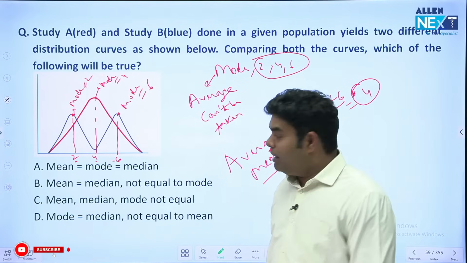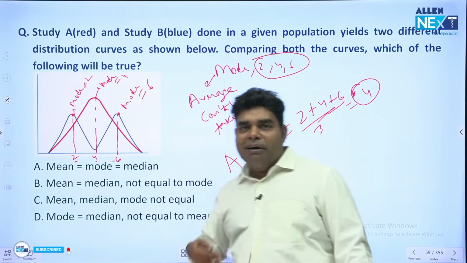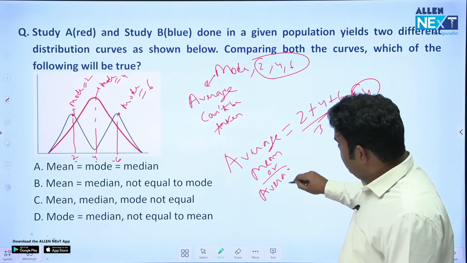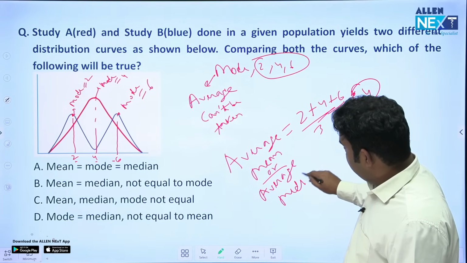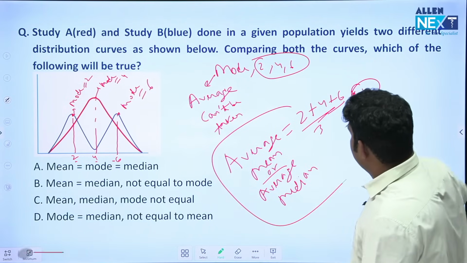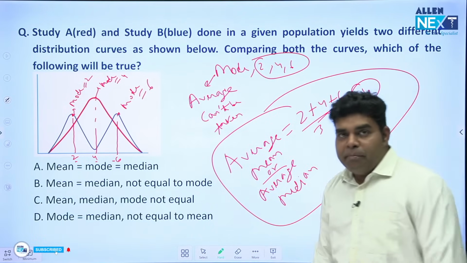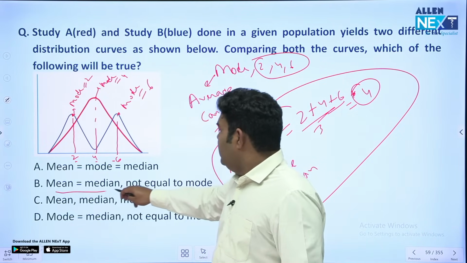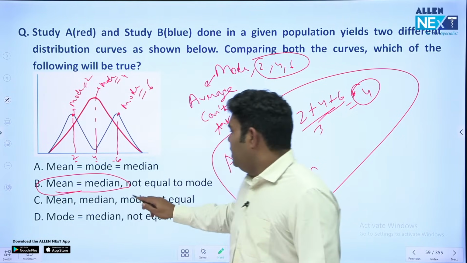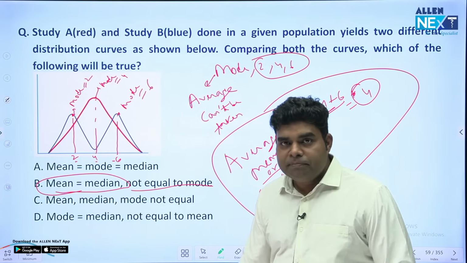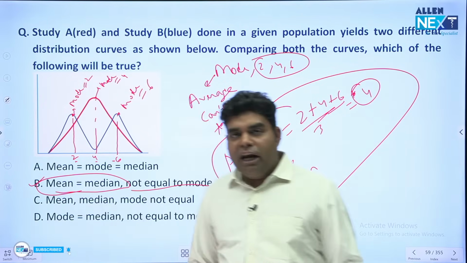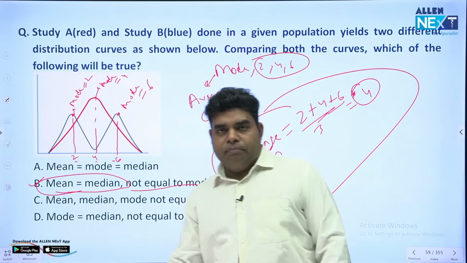And median is the middle number. So out of 2, 4, 6, what is the middle number? 4. So average mean and average median are both 4. But mode average cannot be taken. So mean and median will be equal, but they will not be equal to mode. Correct answer will be option B: mean, median equal, not equal to mode. Okay.